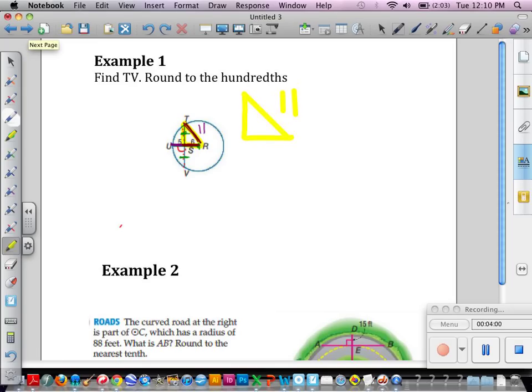If I find TS, and I then can double it. So I'm looking for TS first, and then I'm going to double it. Remember, you have a right angle right here. So what are you going to use to solve this? Yep, Pythagorean theorem. So I'm going to take my TS squared plus 6 squared equals 11 squared.